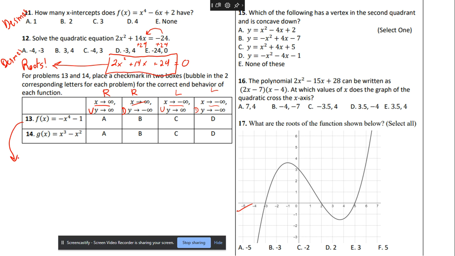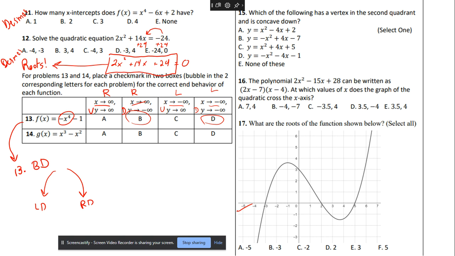So if I'm going to do 13 real quick, 13, my leading term is a negative even. So that means it's going to be opening downward on both sides. So I need to say left and down, right and down. Okay, and so my answers for 13, right and down is option B, left and down is option D. So for 13, my answer would be B, D. So 14 works similarly.